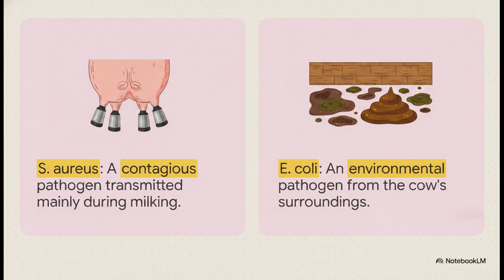Staph aureus is a contagious mastitis pathogen. The infected mammary gland itself is the primary reservoir, and it spreads directly through the teat canal, mostly during the milking process. This is completely different from something like E. coli, which is an environmental pathogen the cow picks up from her surroundings. Knowing this bacteriological difference is absolutely make or break for farm management and hygiene.